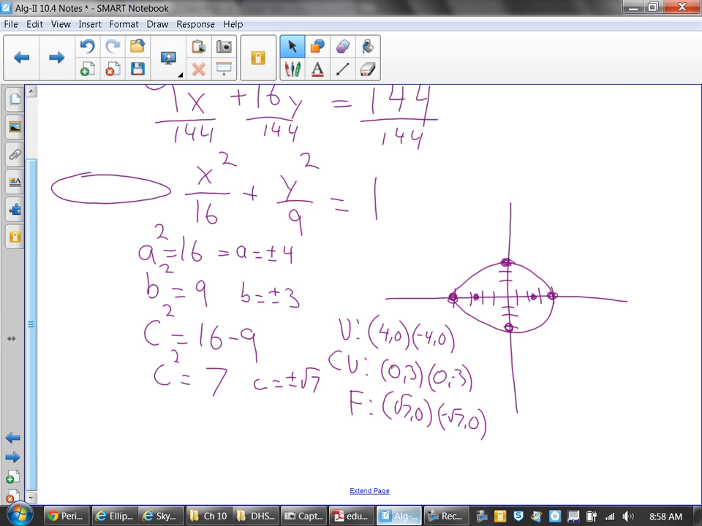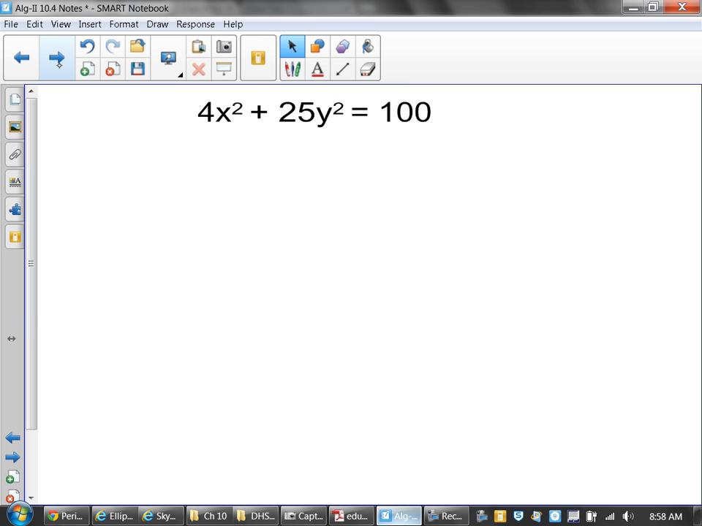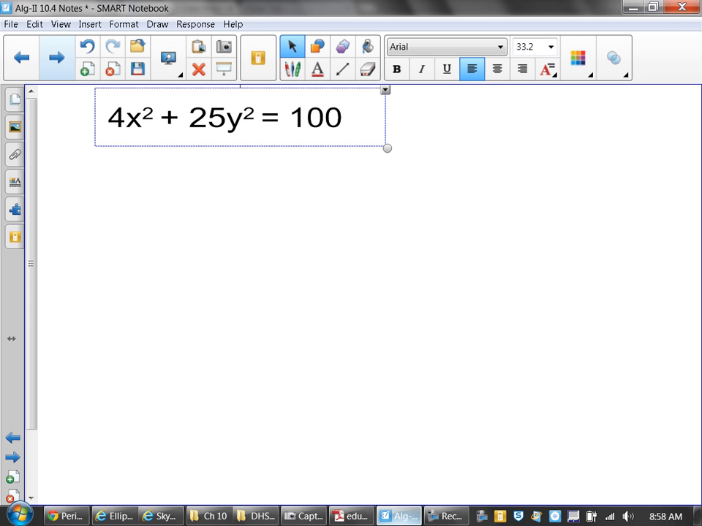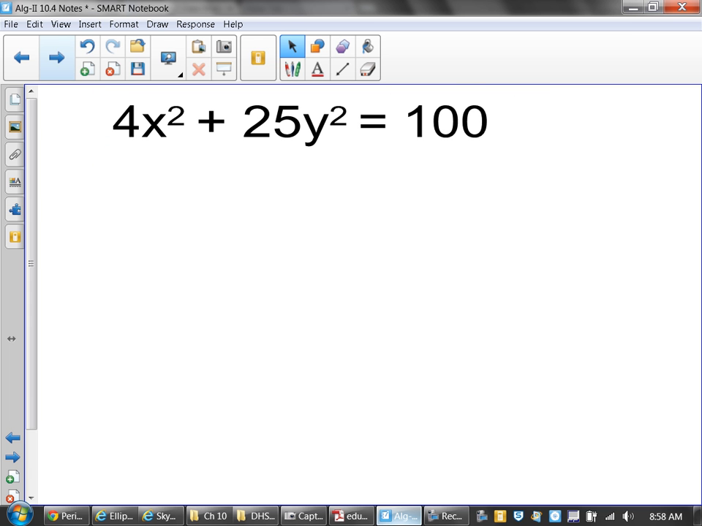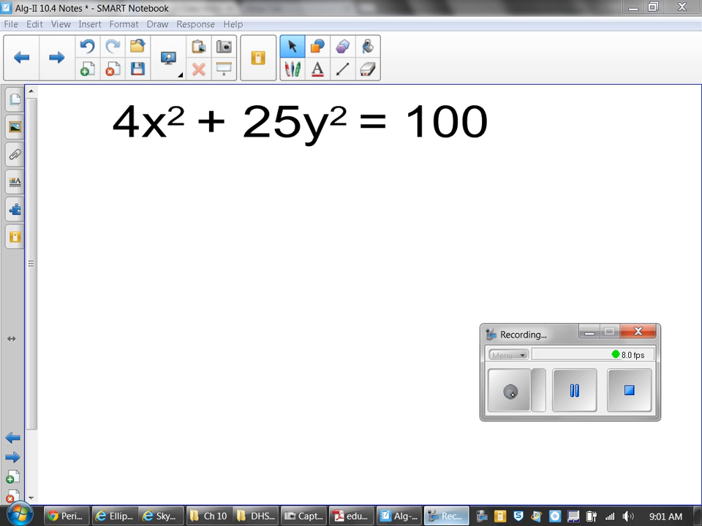Scary? One thing to remember is that to get the value of c, take a squared minus b squared. Okay? When we get to the hyperbola next week, it's a little bit different. So let's just do one more of these, and then we'll call it a day. Try that one on your own.